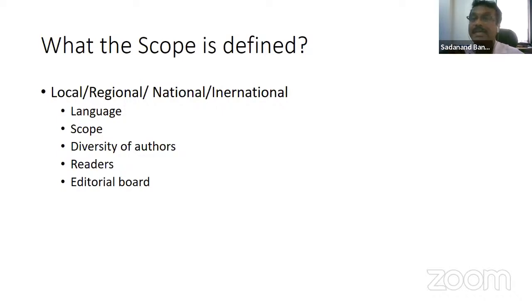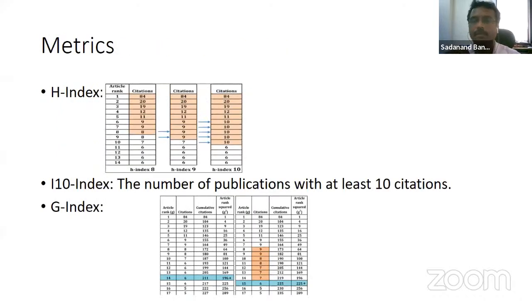If the readers are found everywhere in the country, it could be national. Or if the members of the editorial board are from every corner of the world, it could be international. But at the same time, not only the editorial board defines the scope; the readership and the authors also matter. Each and every criterion, once it matches, then and only then is the scope defined.